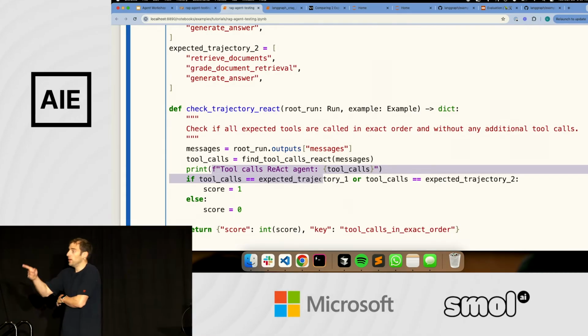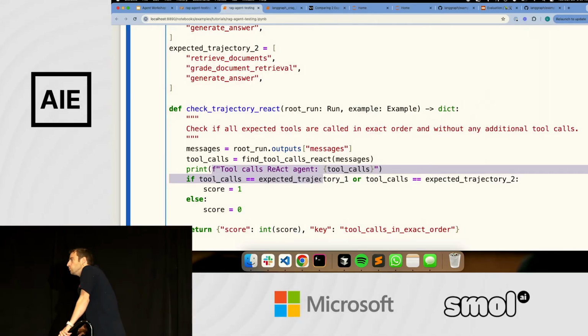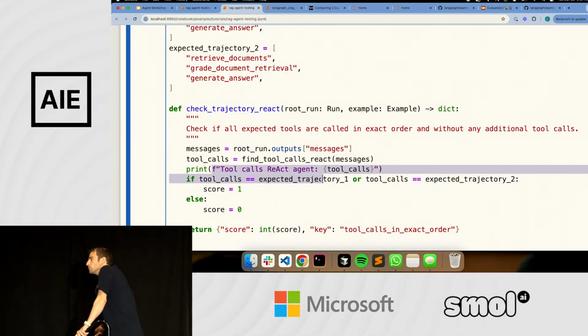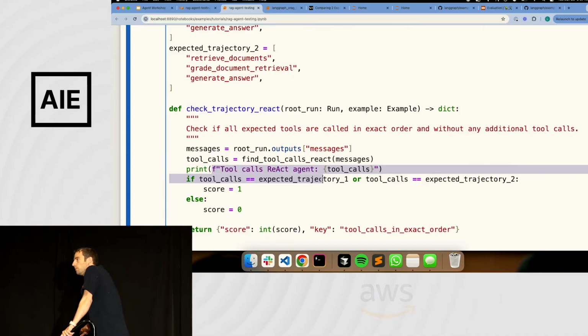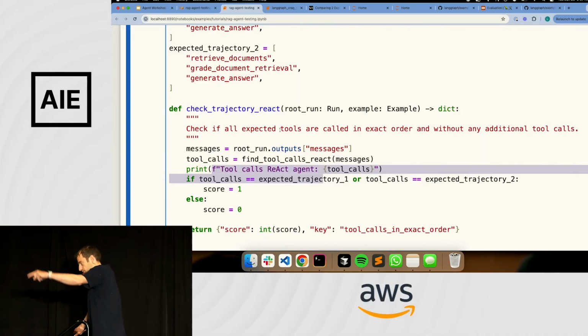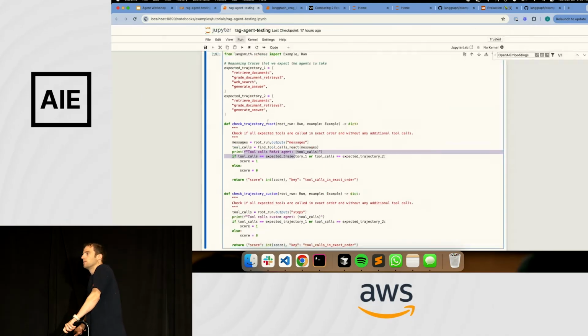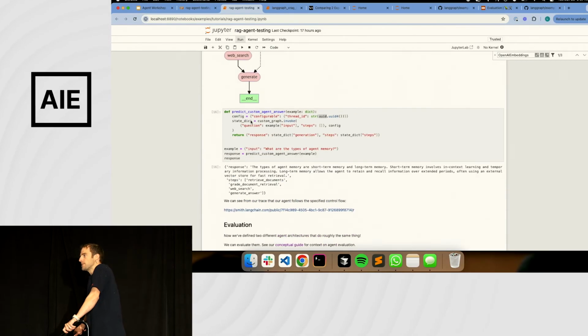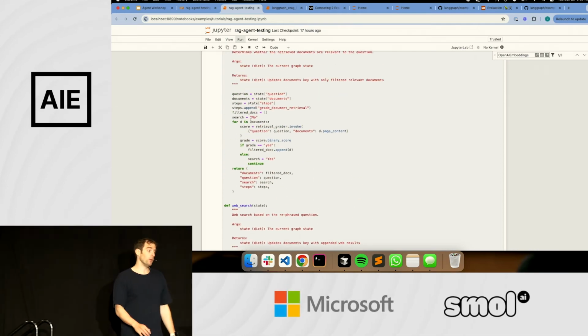Just to make sure I understand. Basically, in the LangGraph concept, you're using the nodes and saying, hey, I expect it to be calling these tools along the way. That's how I'm performing my evaluation. That's it. It's actually really simple.